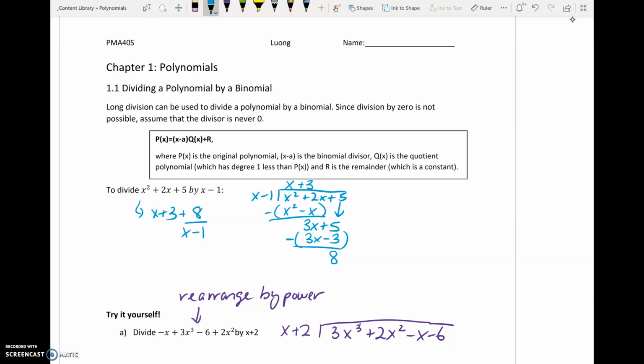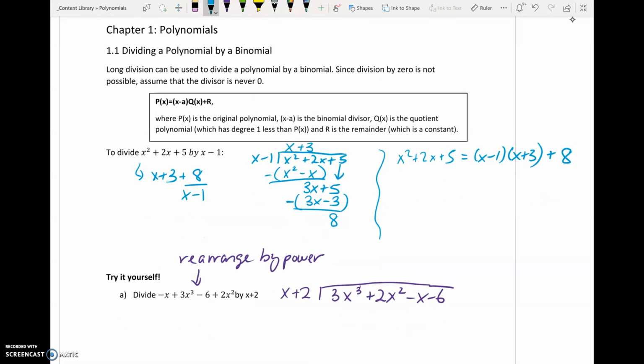Now, if we look back at this P of x, so it's a completely separate question. If we want to rewrite x squared plus 2x plus 5 in terms of this format given to us, this would be x minus 1, which is our x minus a, times Q of x, which is our answer, and that's x plus 3 in this case. That was our answer after we divided, and then plus our remainder. Our remainder was 8. So if you wanted to rewrite your polynomial in this format, this is how you would do it. It's not very often that you would do that, but it's just an option in case a question comes up and tells you to rewrite a polynomial in terms of that.